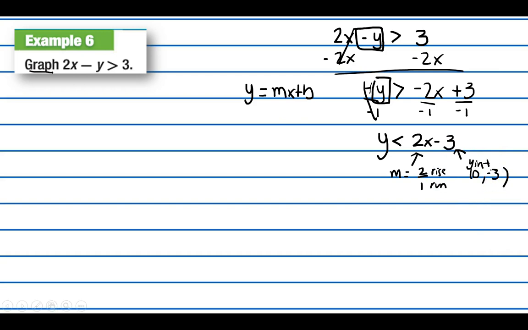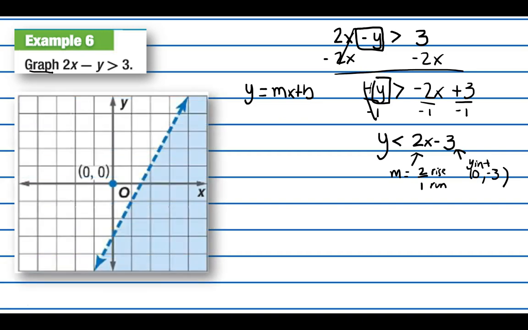I have it graphed to the left here, and I'll explain exactly how they got each of these points, and I'll explain the shading as well. First of all, we said our starting point is 0, negative 3, which is this point right here. And then we want to rise 2 and run 1. Rise 1, 2, run 1. Rise 2, run 1. So you see, these points will form our line.